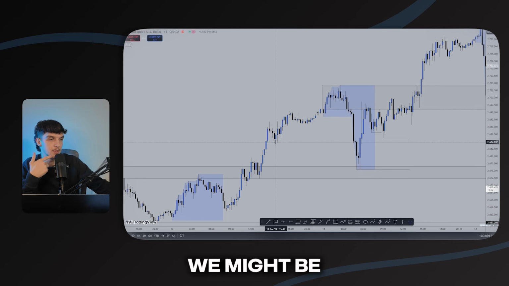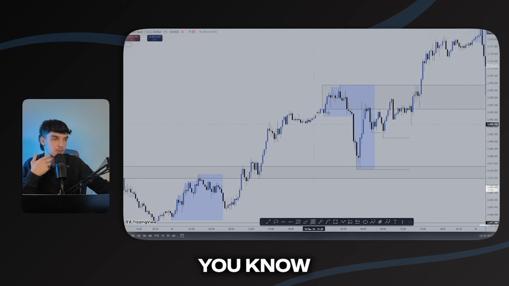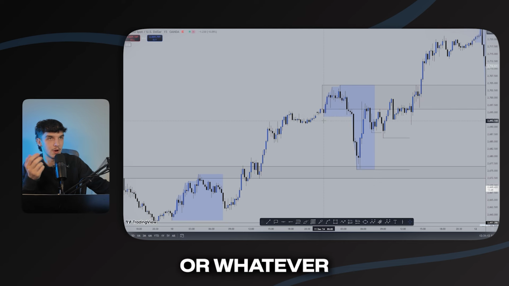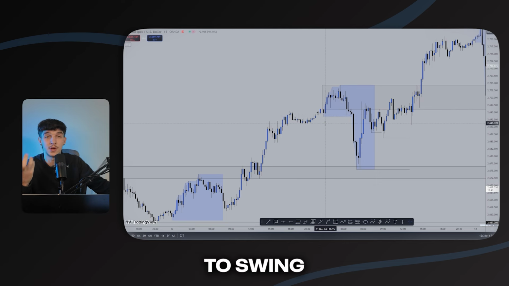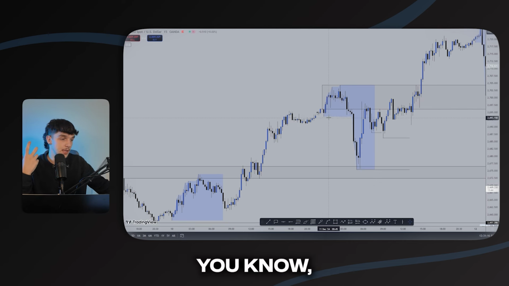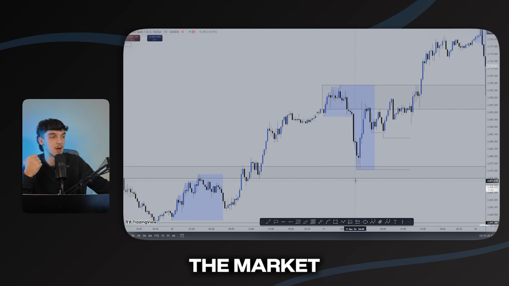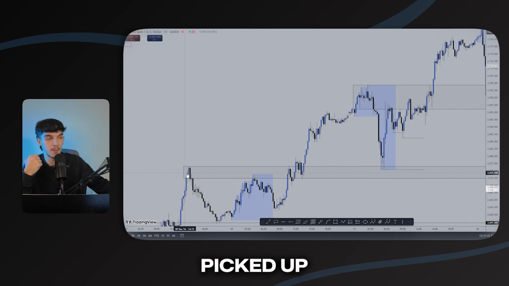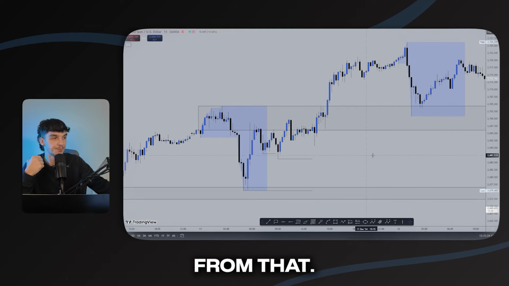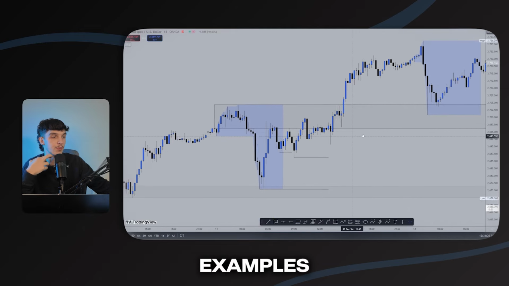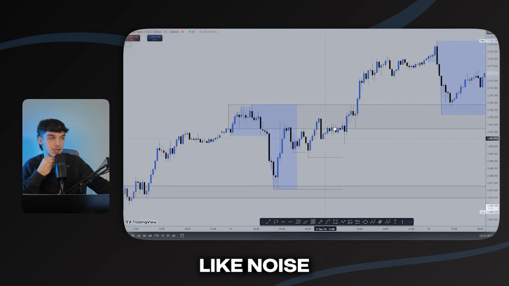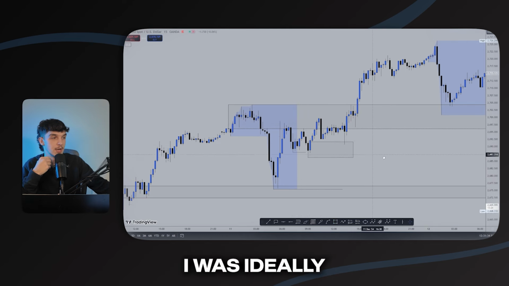You know, we might be targeting this low, or your area of liquidity, the trend line liquidity, or whatever it is. You're just targeting for it to swing liquidity. You're targeting it for people to swap hands, people to get stopped out, etc. And as you see, the market swung lower, picked up our point of interest, and then ran from there. Let's see if we can take any other examples from here. Even this here, we had this nice uptrend, a bit of consolidation, swung this low, picked up this demand. That is actually a perfect example I was ideally looking for.